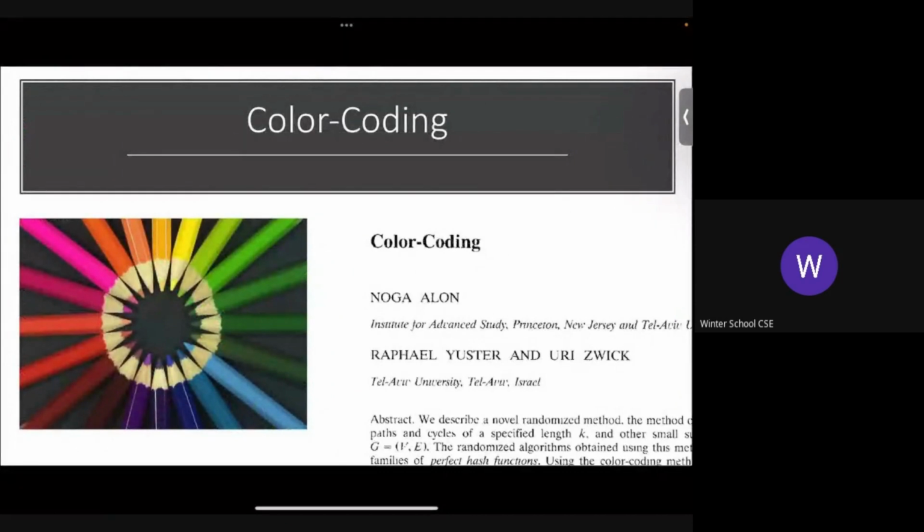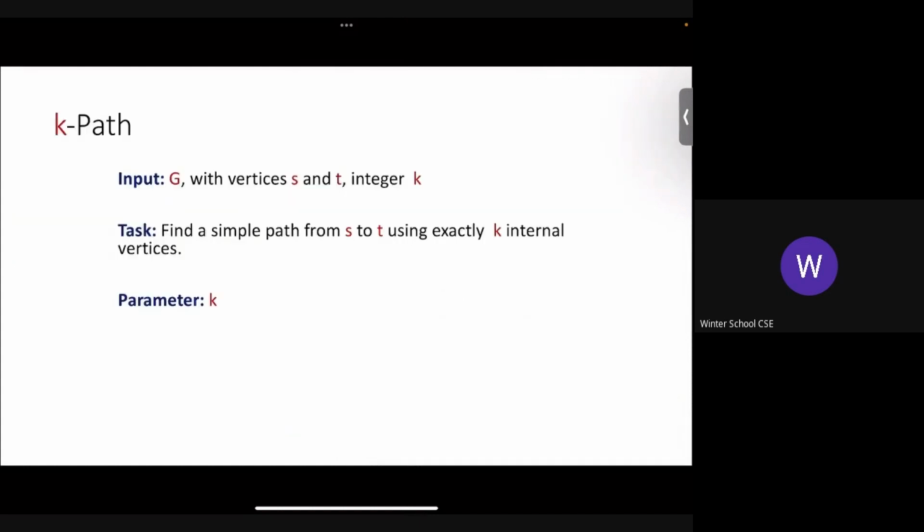In the remaining 5 minutes, I will give you a color coding algorithm. And this is a very cute idea. This is the algorithm of Noga Alon, Raphael Yuster, and Uri Zwick. An example of the application of color coding is the k-path problem. I have a graph G, I have 2 vertices S and T, and I ask if there exists a simple path of length k going from S to T.